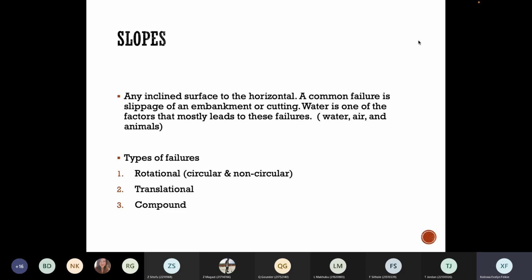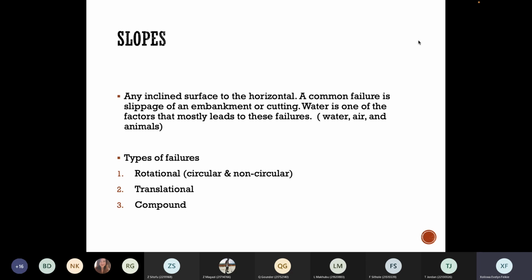They also talk about slopes. A slope is any inclined surface to the horizontal. Why are we talking about slopes? We're talking about slopes because some roads have slopes on the side of the road, right? If we don't focus on these, we might have a problem. When you're building, when you put your footing, it's important that you know what you're doing.